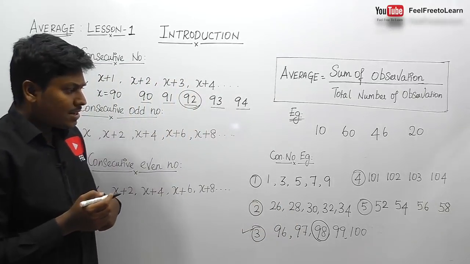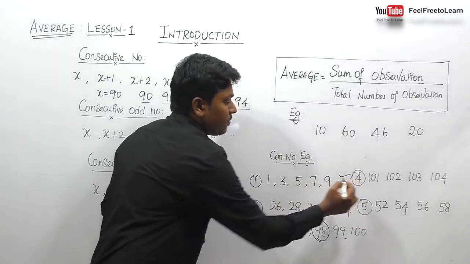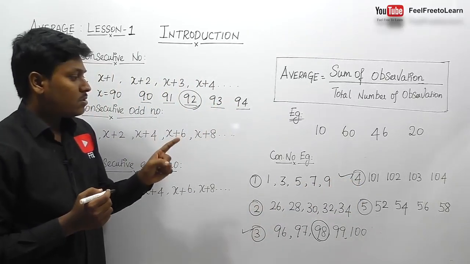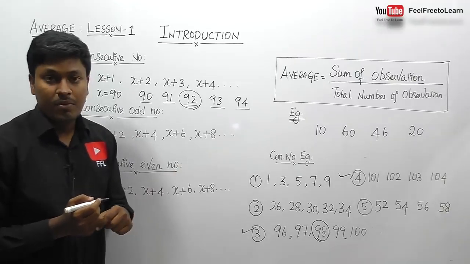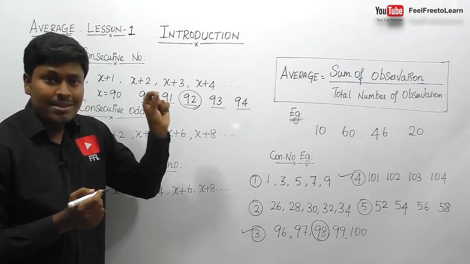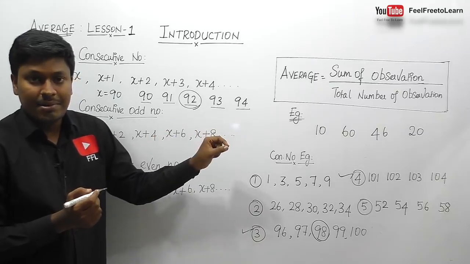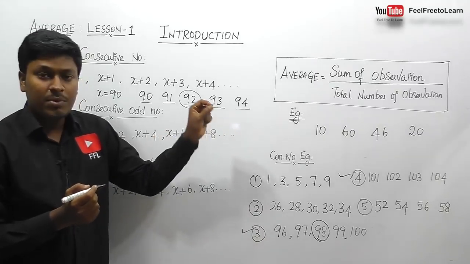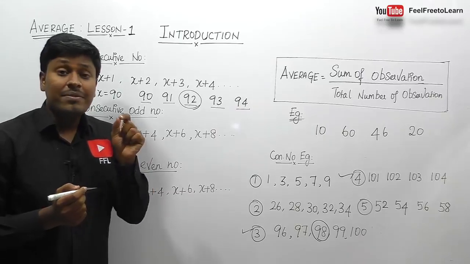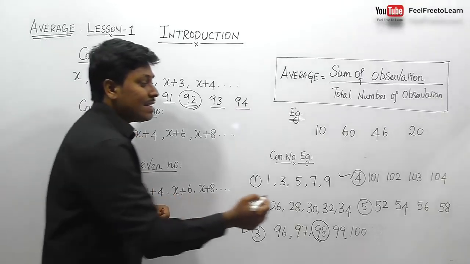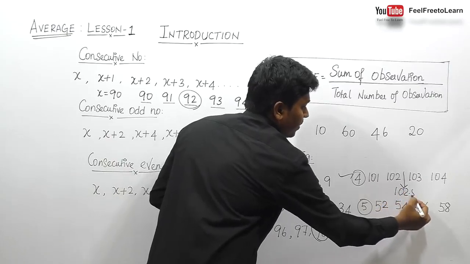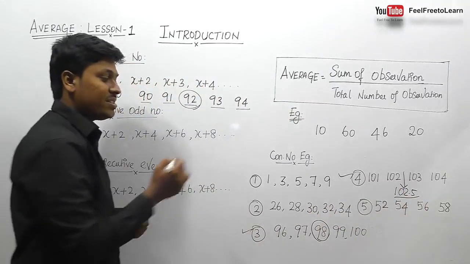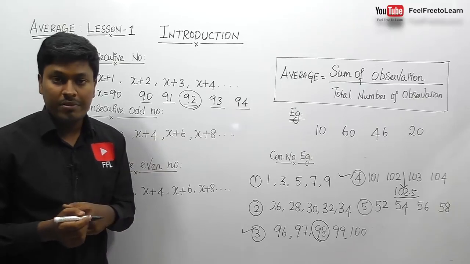So friends, let me take another example, example number 4. Listen here friends, 101, 102, 103 and 104. If they ask what is the average for question number 4, first of all, we need to check whether it is a consecutive number or not. It's a consecutive number, right? 101, 102, 103, 104. So if it is a consecutive number, then the center number will be its average. So the center number will be 102.5. So we can say that the average for question number 4 will be 102.5.